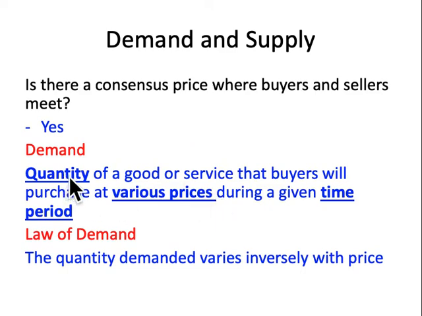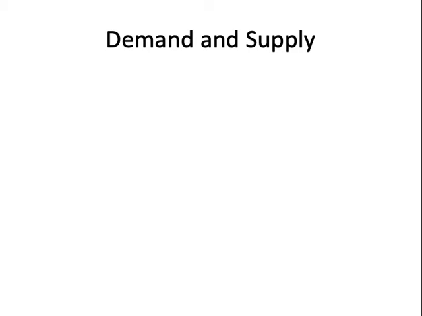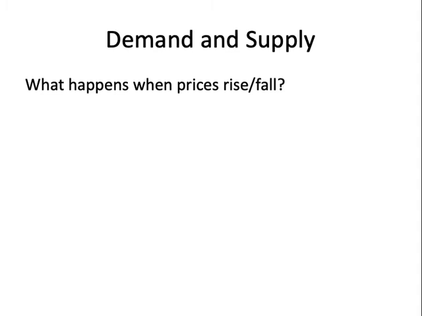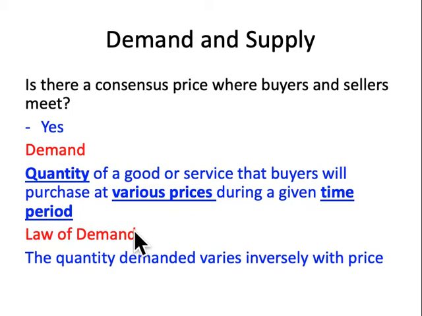So if prices go up, quantity demanded will go down. And so that's an inverse relationship, or a negative relationship. That is the law of demand. So let's look at some more information about demand. If prices rise or fall, what's going to happen?